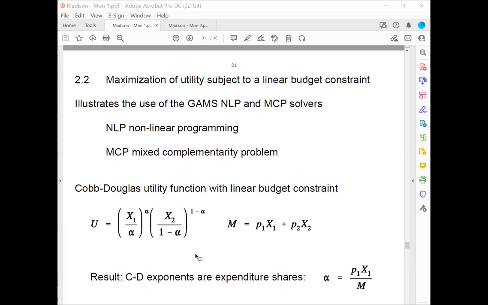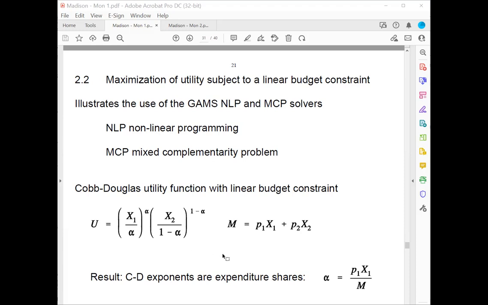So on your screen, that's a Cobb-Douglas utility function between two goods, X1 and X2, and then there's a linear budget constraint where P1 and P2 are prices and M is income, and those are viewed as exogenous by the consumer. So the consumer wants to maximize utility subject to this linear budget constraint with a fixed income and fixed prices.